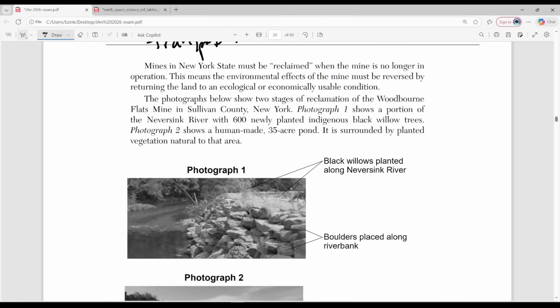Okay. Mines must be reclaimed when the mine is no longer in operation. This means that the environmental effects of the mine must be reversed, returning the land to a usable condition. Photographs show 2 stages of reclamation of the Woodburn Flats mine. Photograph 1 shows a portion of the Neversink River with 600 newly planted black willow trees. So basically, they're going to try to restore the area after we're done with it.